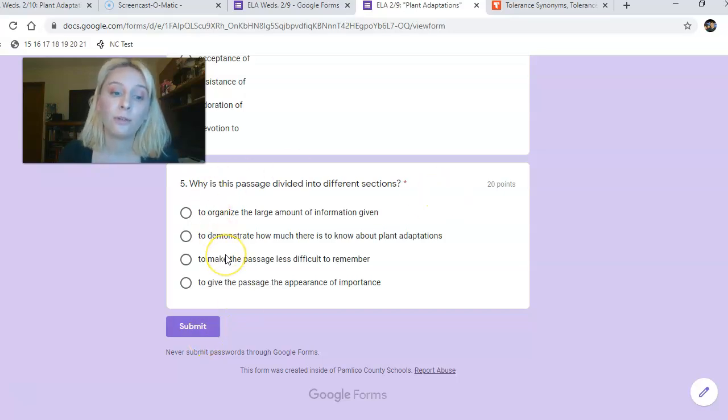Make sure you mark done in Google Classroom. And again, if you need help with any of it, make sure you email me or message me and I'll be glad to help. This is due by 11:59 tonight.